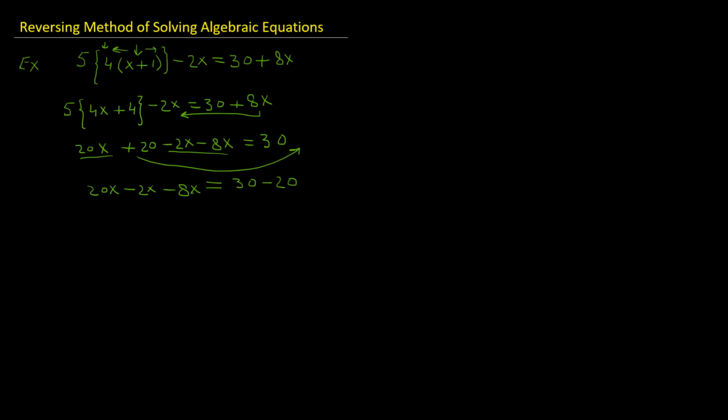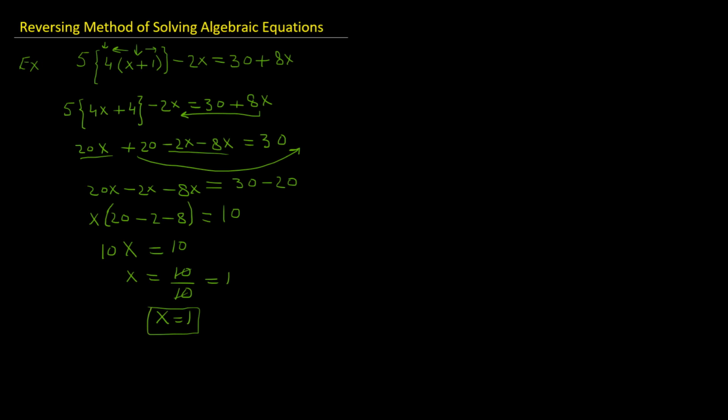Now I can take x common from these, and I will be left with 20 minus 2 minus 8. And if you don't know how to take common, take the lecture. There is a lecture video for taking commons. And 30 minus 20 is 10. Now 20 minus 2 minus 8 is 10. So 10x equals 10. And now x is being multiplied here. Take this to the other side and divide it, which gives us x equals 1.